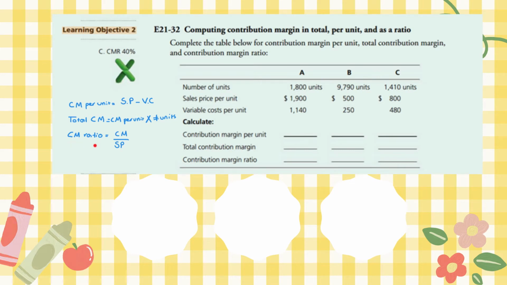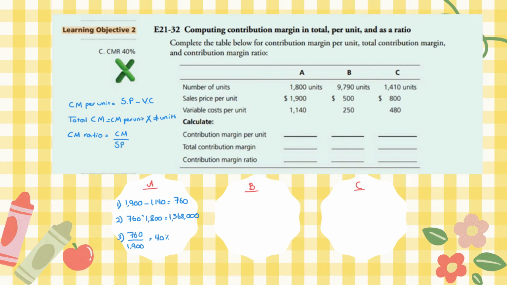Contribution margin ratio, it's contribution margin divided by sales. If you take this one per unit, this one should be per unit. If this is total, this one should be in total. So pause the video and calculate these three for A, B, and C.